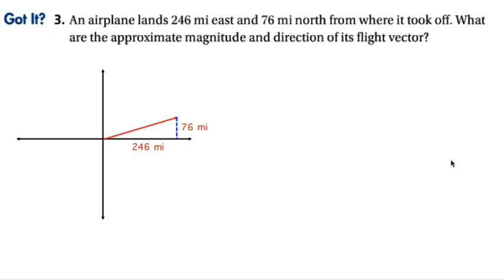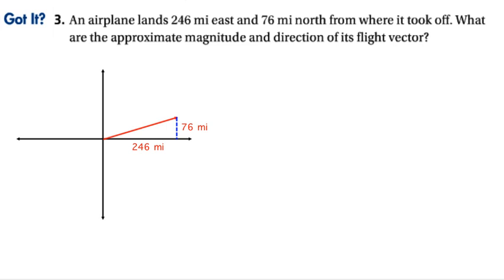Here's another one for you to try. Let's say an airplane lands at 246 miles east and 76 miles north from where it took off. What are the approximate magnitude and direction of its flight vector? So you're looking for the magnitude of the red vector and what the angle theta is between the x-axis and that vector. Go ahead and pause the video and work on this one, and I'll give you the answer when you come back.